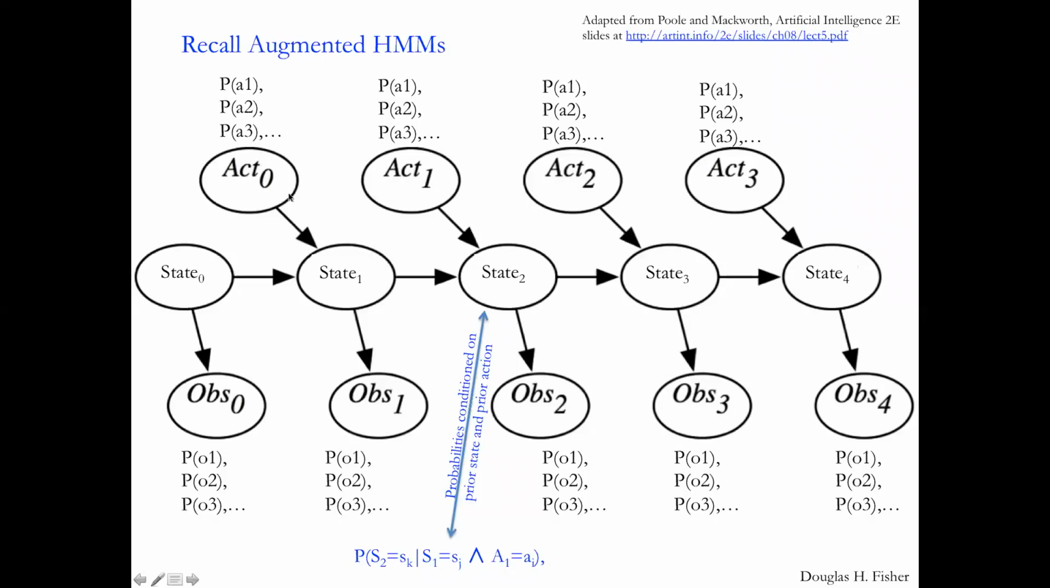So this is an action. This is an action. This is an action. But all these actions have the same domain. They draw from the same set of actions. So these are simply different instances of essentially the same set of actions over time.